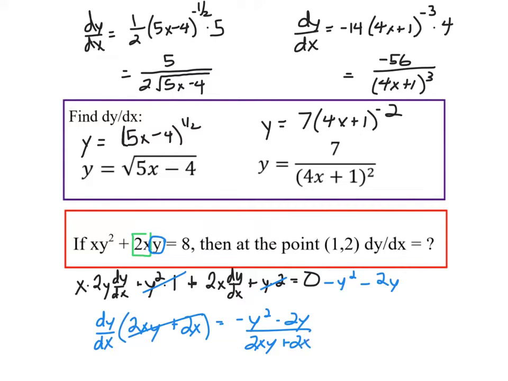Okay, so now let's actually plug that point in because it said find the slope at the point. So I've got negative 2 squared, so I've got negative 4 minus 2 times 2, so 4 over 2 times 1 times 2, so 4 plus 2 times 1, which is 2. So I've got negative 8 over 6, which reduces to negative 4/3. So there is my slope.